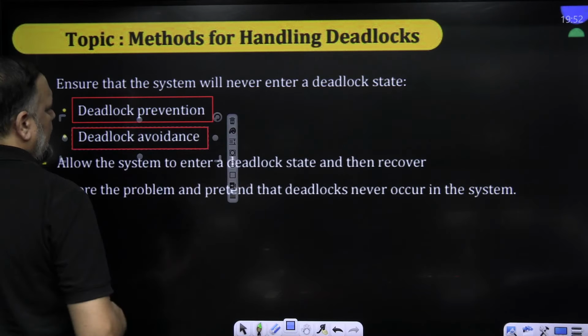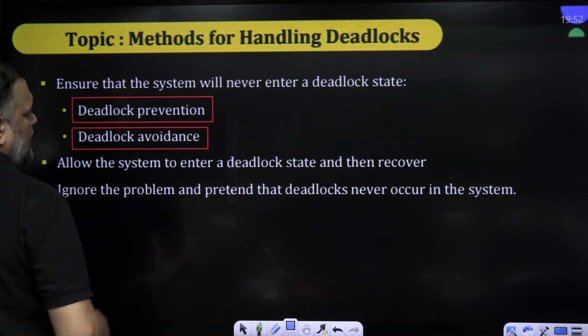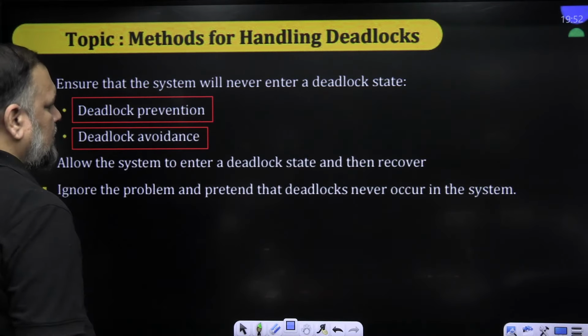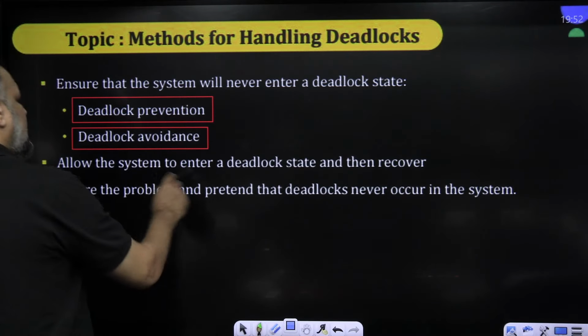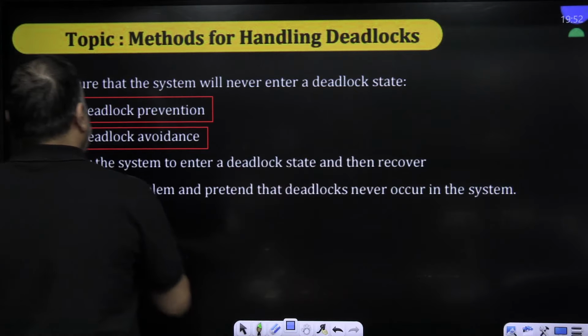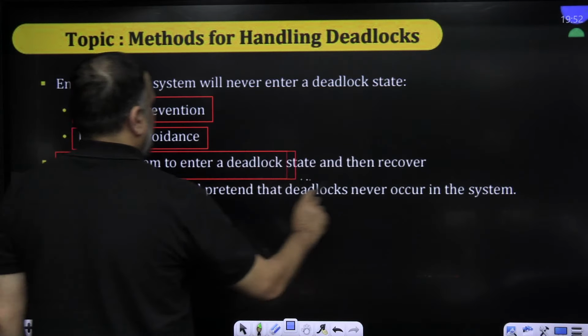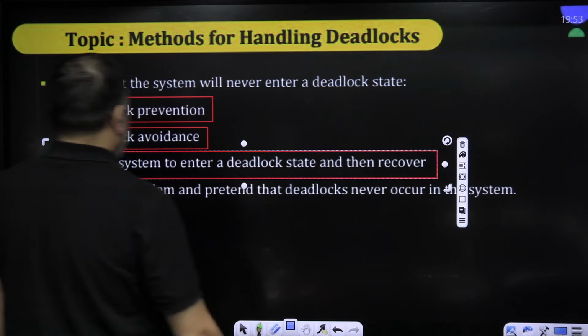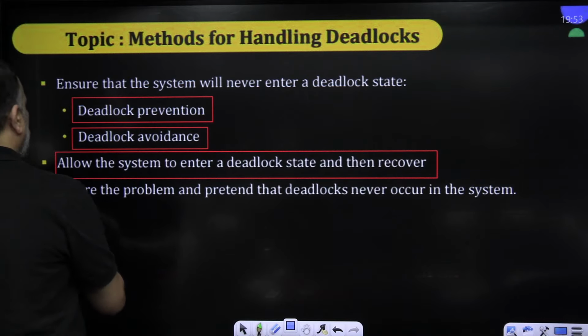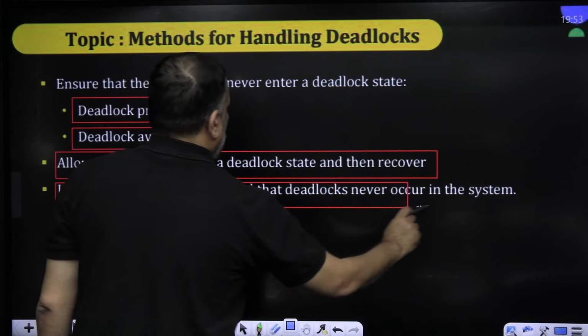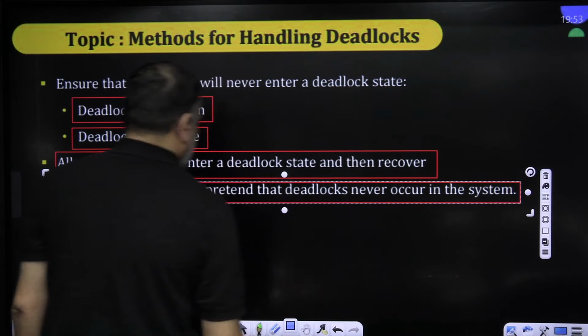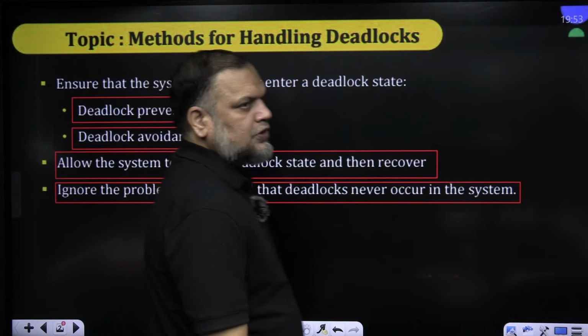Deadlock avoidance will never allow the system to go into deadlock. Then allow the system to enter into deadlock state and recover; this is called the third strategy, deadlock detection and recovery. And finally, we said deadlock ignorance: deal with the deadlock by just ignoring it. That is called the ostrich algorithm.